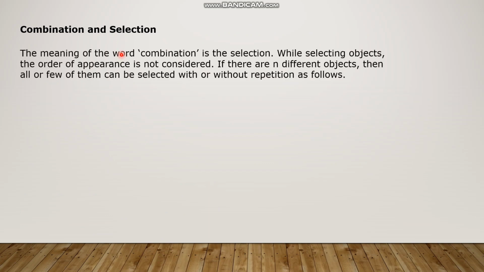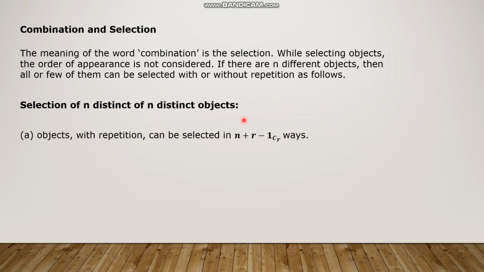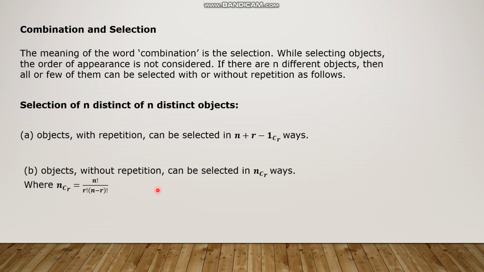Now the next concept is combination and selection. The meaning of the word combination is selection. While selecting objects, the order of appearance is not considered. If there are n different objects, then all or few of them can be selected with or without repetition as follows. If selection of n distinct objects is with repetition, then it can be selected in (n plus r minus 1)Cr ways, or without repetition, it can be selected in nCr ways, where nCr is given by the formula n factorial by r factorial into (n minus r) factorial.